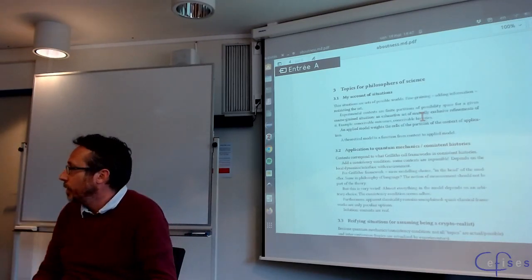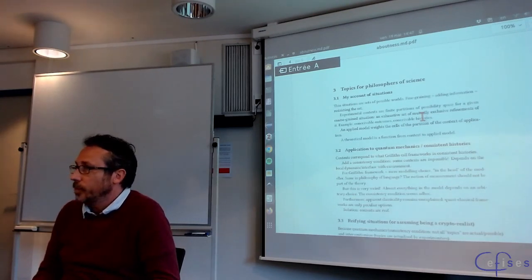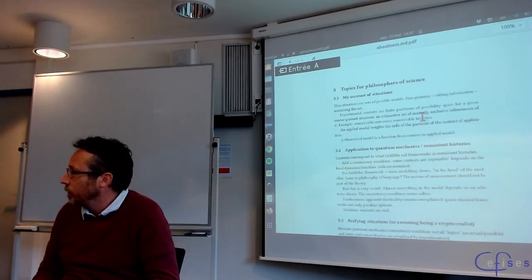Small question for clarification. So if it's about excluding possibilities, or making it less probable, why is the weighing on the cells of the partition and not on the possible worlds?